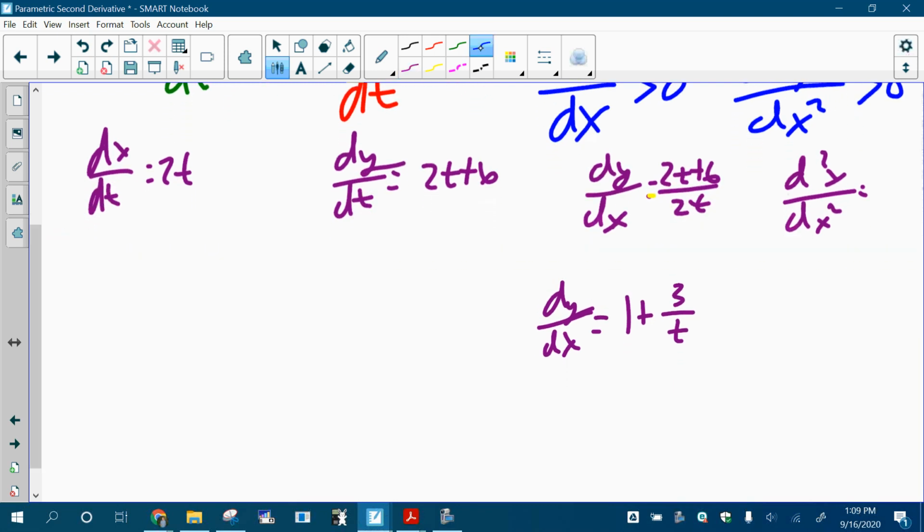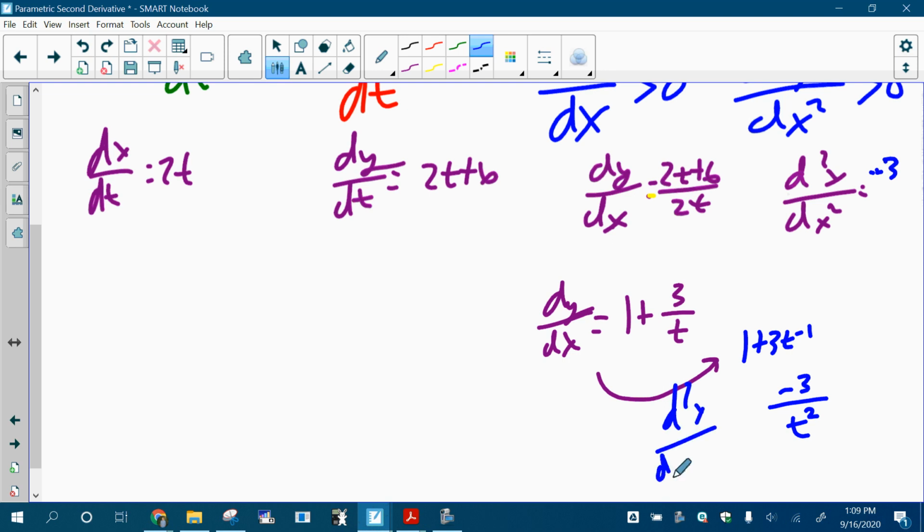Now to do the second derivative, I do need to do the derivative of this. And it might be helpful to rewrite this as 1 plus 3t to the negative 1, so that when I do the derivative, I get negative 3 over t squared. But then don't forget, that's not my second derivative. I then need to, I'm just going to write down here.